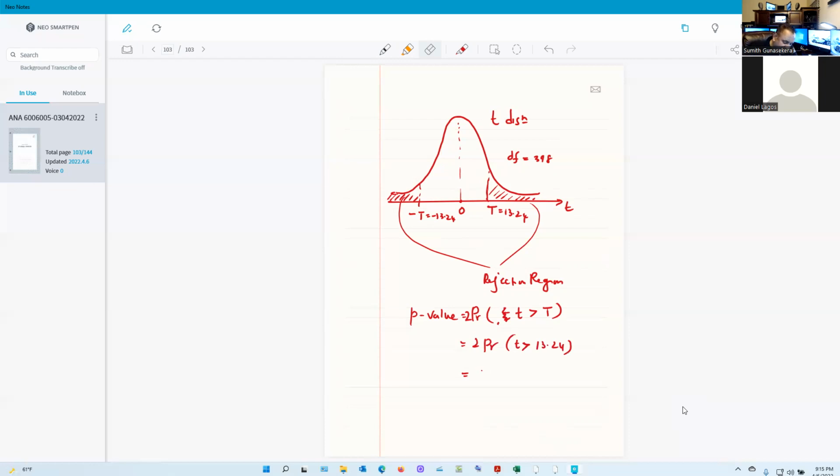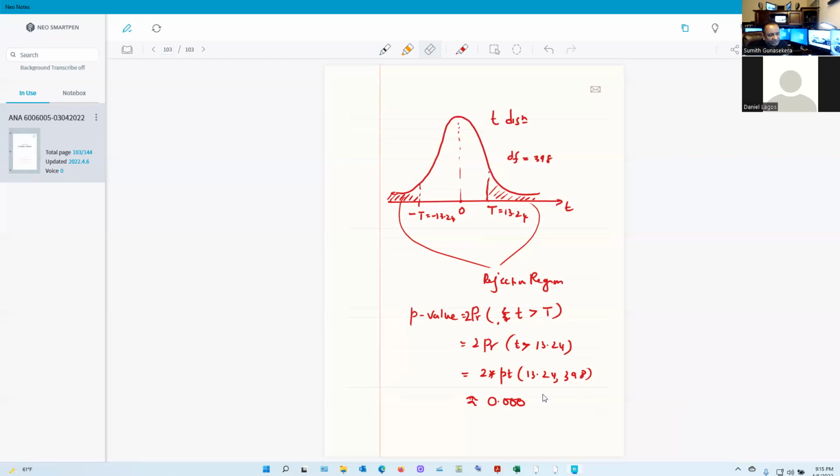If you want this one, you can say 2 times pt, the probability of the t distribution in R. When you put in 13.24 and degrees of freedom 398, that will give you the value. That's how you get almost 0, 0.00. The pt is the R code: the probability of the t distribution greater than 13.24 with 398 degrees of freedom.